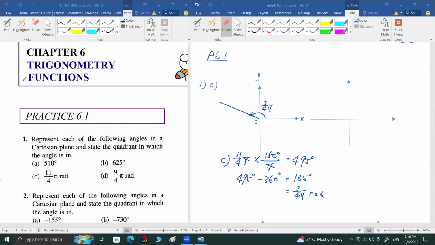Okay, next. That's how I say, right? If it's more than one round, you go like this now, until here. And then you tell that this is 11 per 4 pi radian. Okay, got it? Have a try. This one is C, yeah? Copy my C, then you try D. Okay, keep trying.